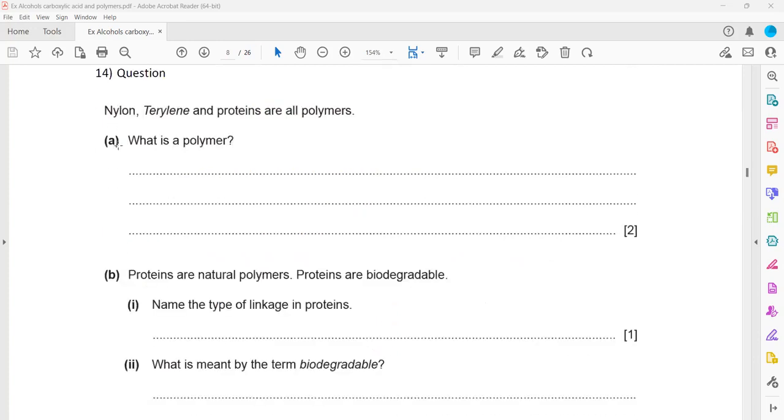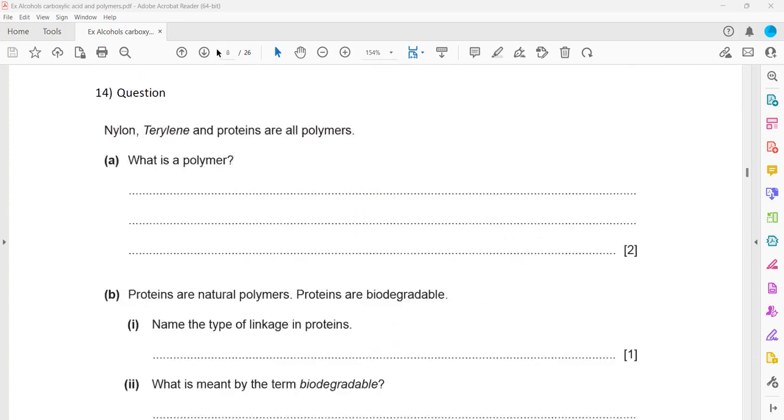In question 14, nylon, terylene, protein are all polymers. What is a polymer? A 2-mark question. I have already shared the definition sheet with you all. The term polymer means a large molecule which is formed by combination of small molecules or monomers. So, large molecule.